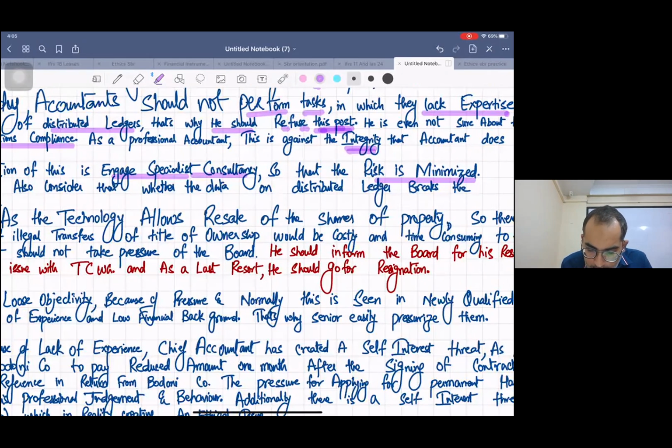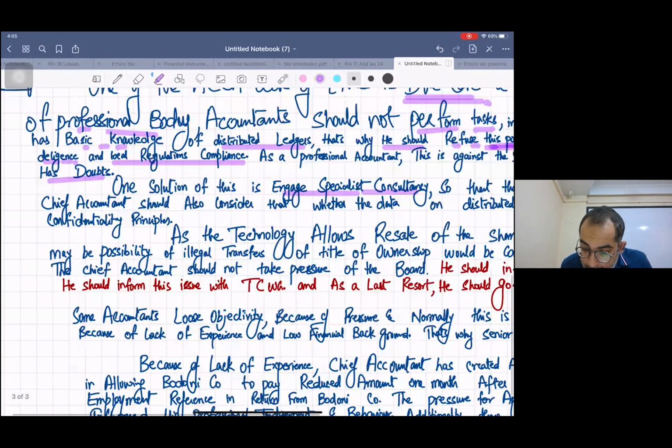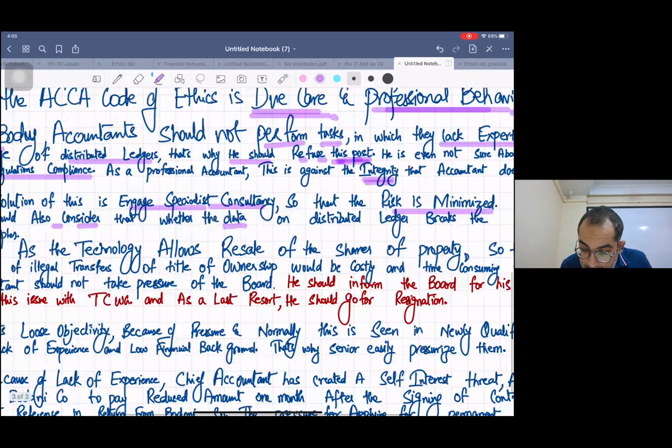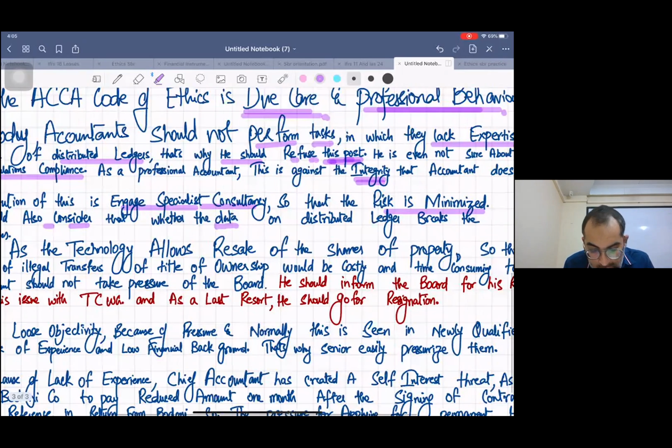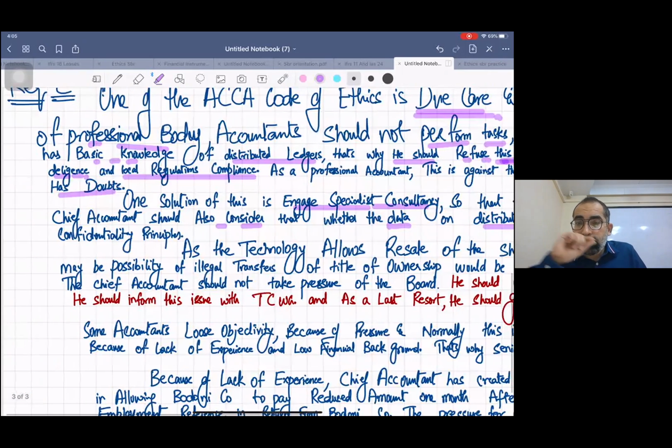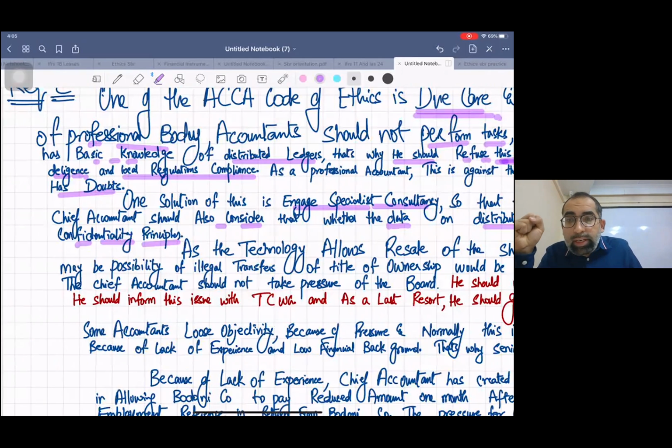Chief accountant should also consider whether the data on the distributed ledger breaks the confidentiality principles. Yes, just think, as he has private reservations about the due diligence and the law issues, there is a possibility that things get leaked. There is a possibility that the confidential information of the company or investors got leaked, right? Because only some authorized people know the reality. Everybody does not know.